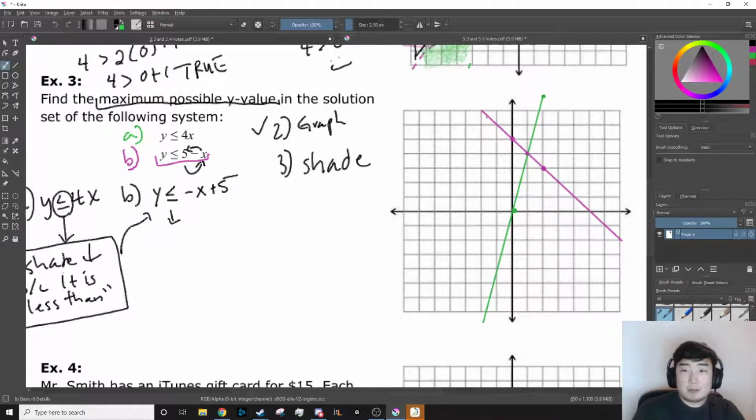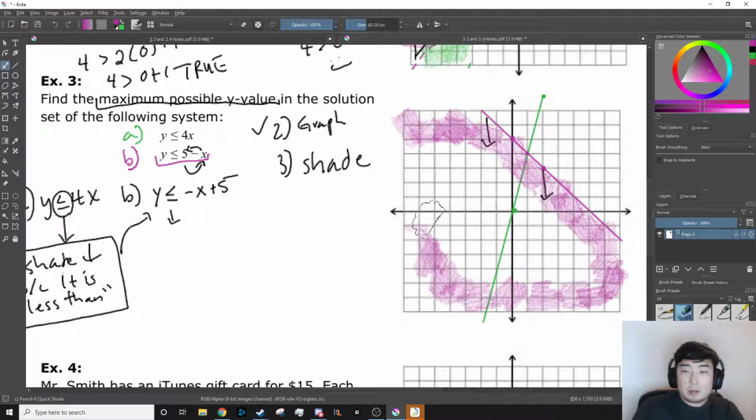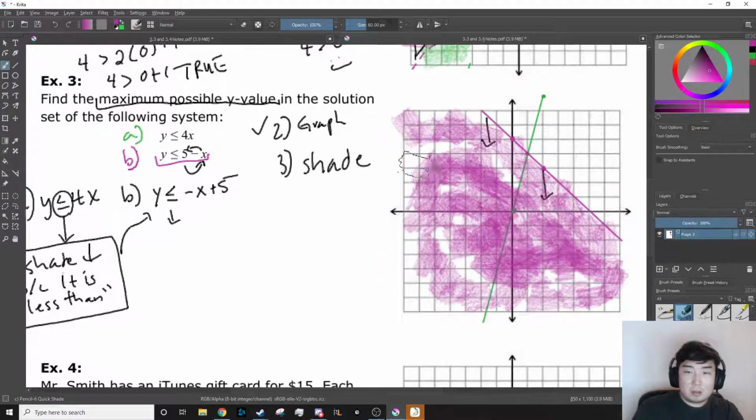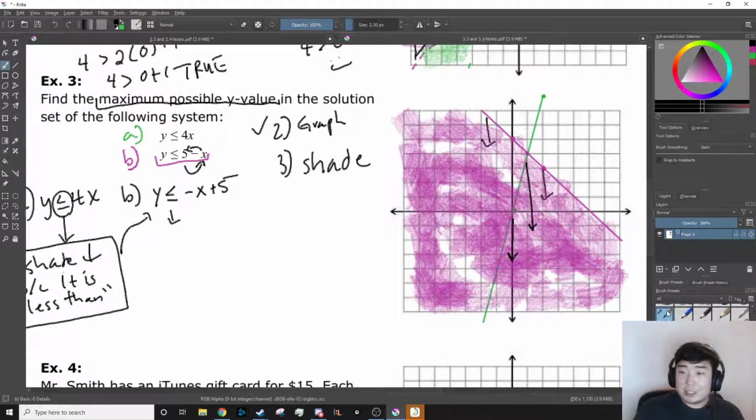So if I take my purple graph and I draw a downwards line, I know that I can just shade this all purple. And if I take my green line and I shade downwards like this, then I know that I need to shade in green below this. Kind of like this.